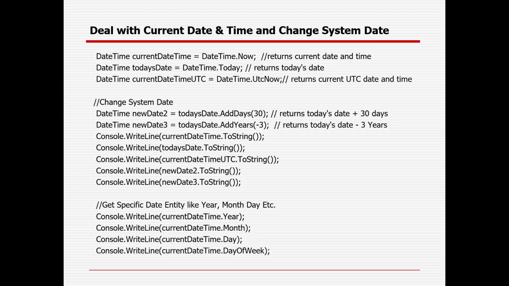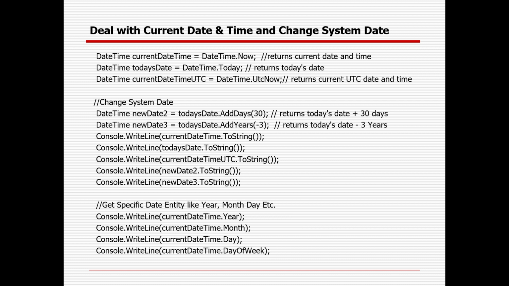Now next, in case you want to get your current date or system date or the UTC date and format in a specific entity, instead of everything you want to get only the year, month, hour, minute or date or day of the week, like that, then how can you get those things?